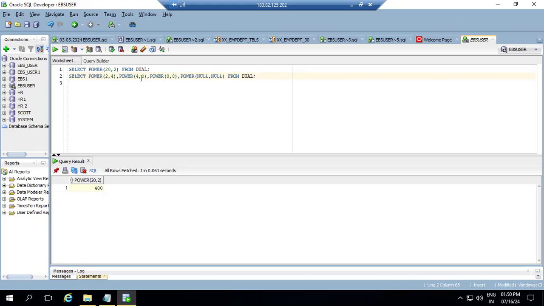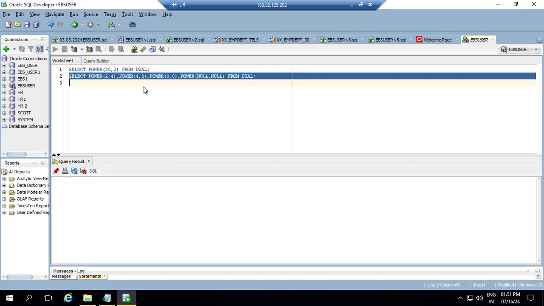So the first output is 16. Second, it is 4 multiplied by itself, 8 times. Again POWER(0, 0): what happens? Anything to the power 0 becomes 1, not 0. Anything to the power 0 comes as 1 only. We'll give the output as 1. Again POWER(null, null): null comma null is null.